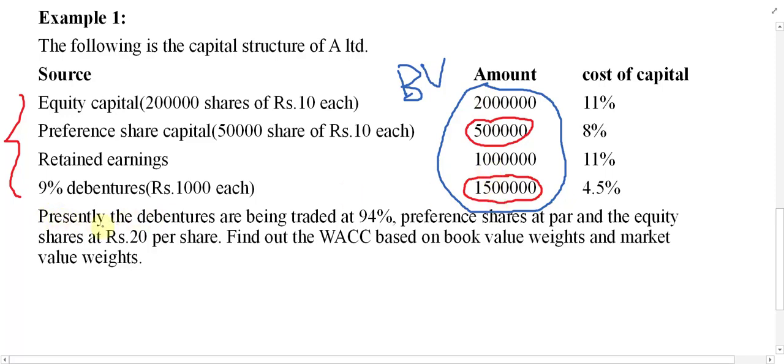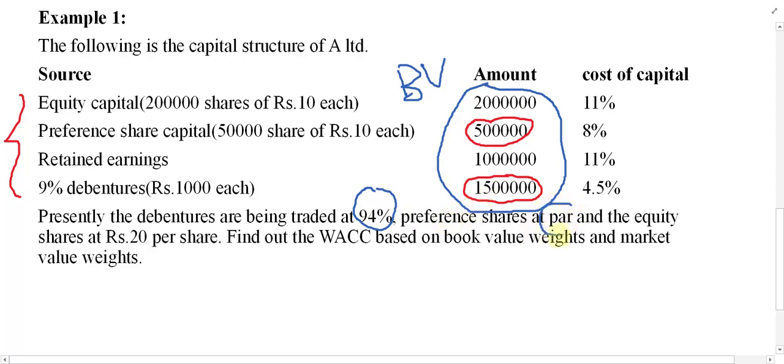Also below, there is some short information regarding the market value of each source of funds. Presently, the debentures are being traded at 94%. Its book value is equal to how much? Book value is equal to 15 lakh. It means that is 100%. But the market value is less than that. So market value is 94%. So we have to reduce it.